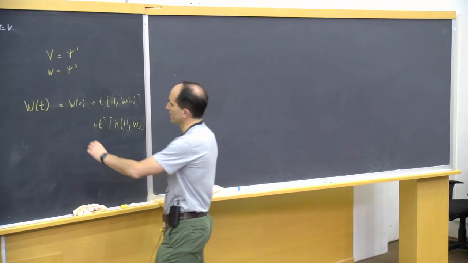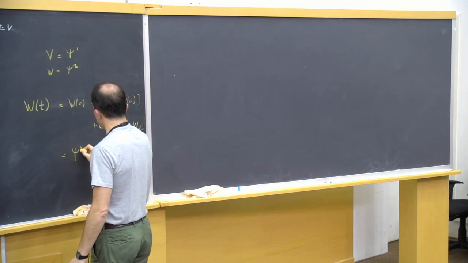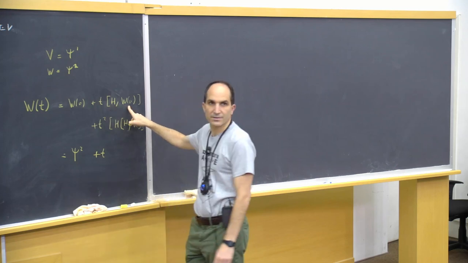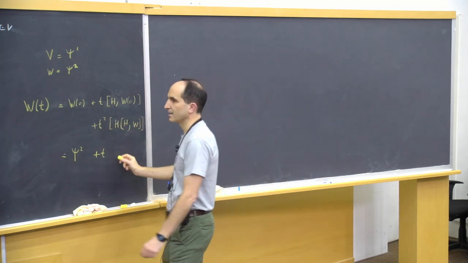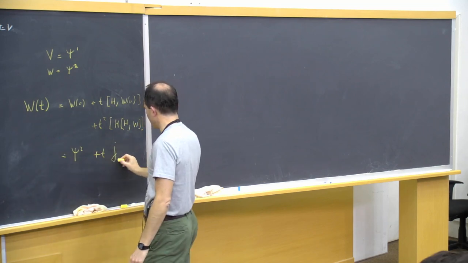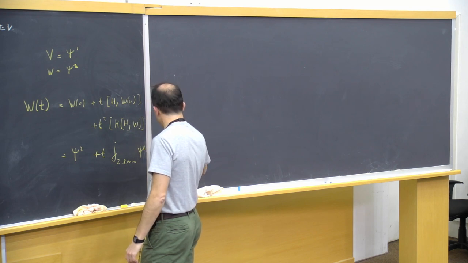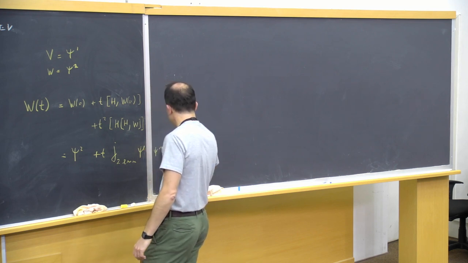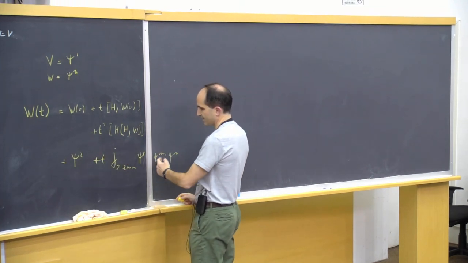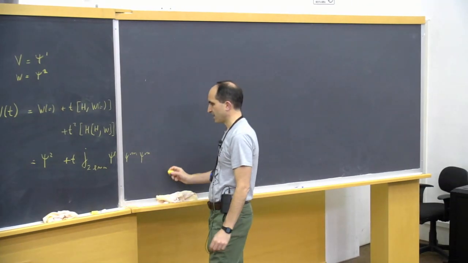Now, this expansion will be of the form psi 2, and then we have t times the commutator of the Hamiltonian with psi 2, right? And the Hamiltonian contains four fermions, so we'll get a J 2LMN psi L psi M psi N, okay? So we see that we started with only psi 2, and then after the first application of the Hamiltonian, we get 3, okay? Now let's apply the Hamiltonian again.